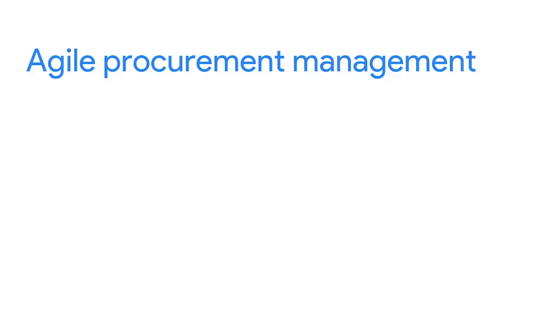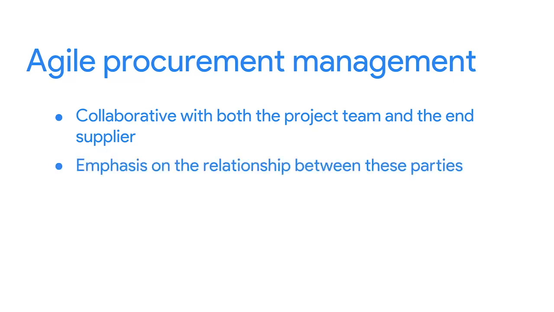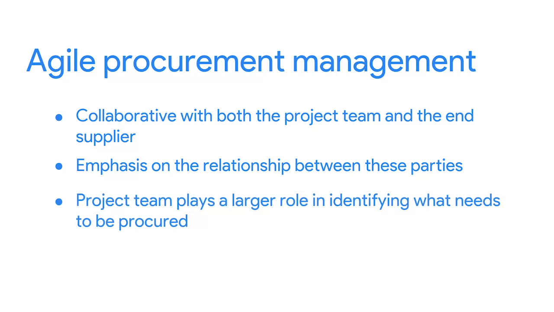One thing to note is the procurement process can seem a little different depending on the project management methodology. There are differences in procurement in the context of agile versus traditional. Agile procurement management is often more collaborative with both the project team and the end supplier than traditional approaches. There is a heavy emphasis on the relationship between these parties. The whole project team plays a larger role in identifying what needs to be procured.